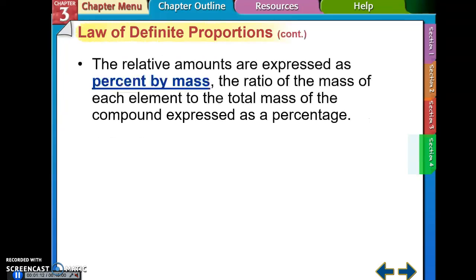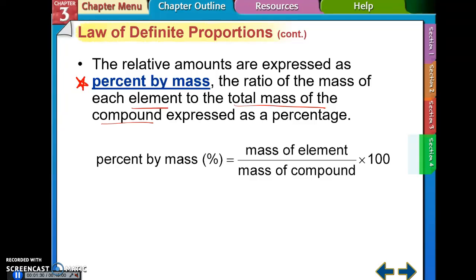To prove this, we use what's called percent by mass. And percent by mass is a ratio. It is the ratio of the element to the total mass of the compound expressed as a percentage. So the formula is the mass of the element divided by the mass of the compound times 100.